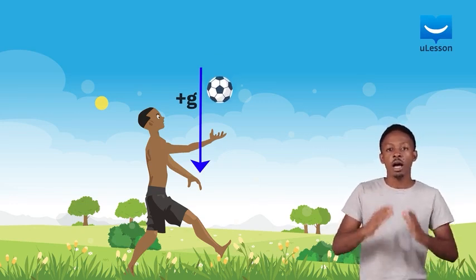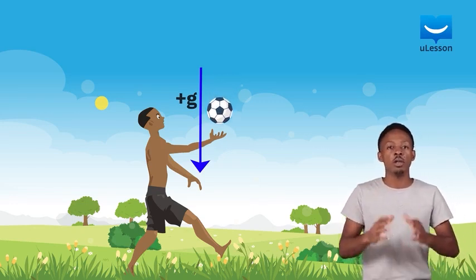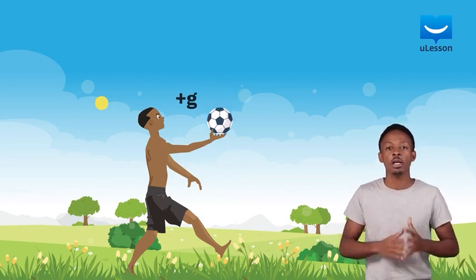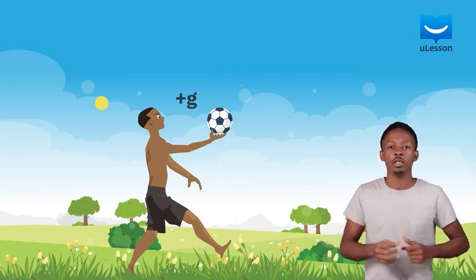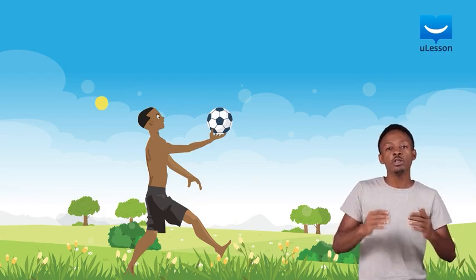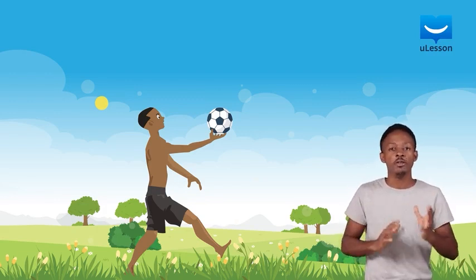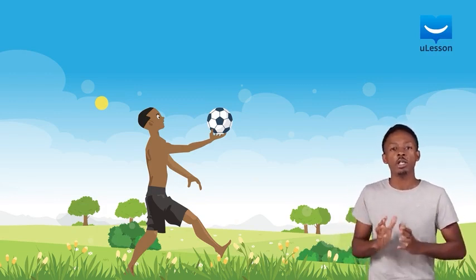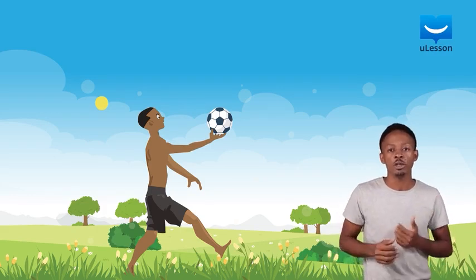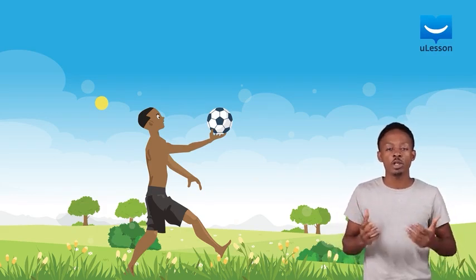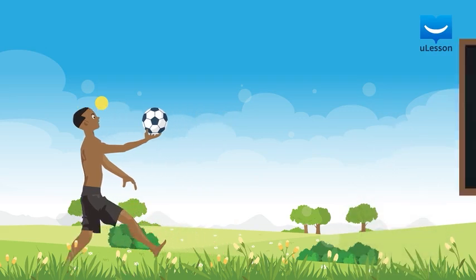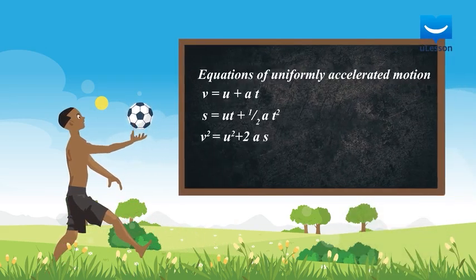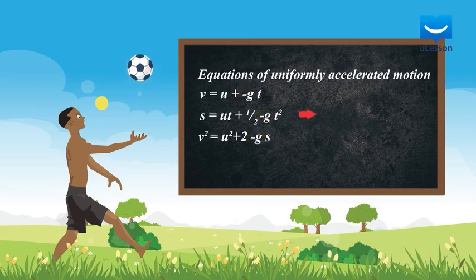This gives the ball an accelerated motion, as the ball is now moving in the same direction as acceleration due to gravity. Since acceleration due to gravity is constant for any given location, we can use our equations of uniformly accelerated motion to solve questions on motion under gravity. When an object is moving up, it is acting against gravity, and we will replace a with minus g in our equations of uniformly accelerated motion.